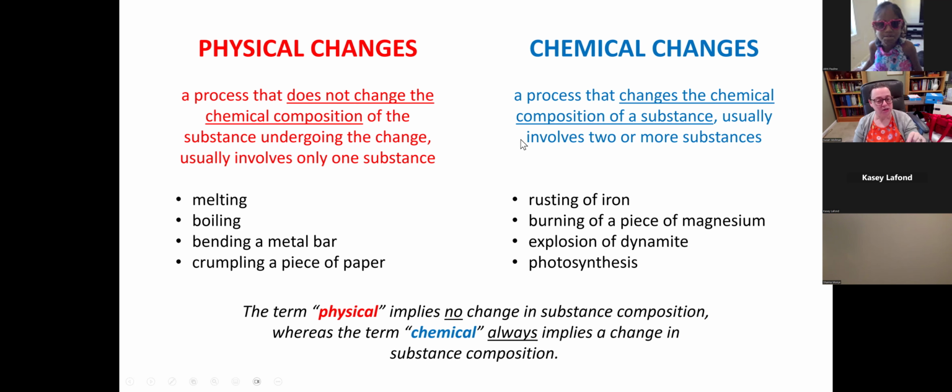So physical means the substance is not changing its composition, and chemical, the substance is changing its chemical composition, or whatever it's made out of, right? So it's changing. We're forming something new with a chemical change. Physical, nothing new. It's just kind of a slightly different form.